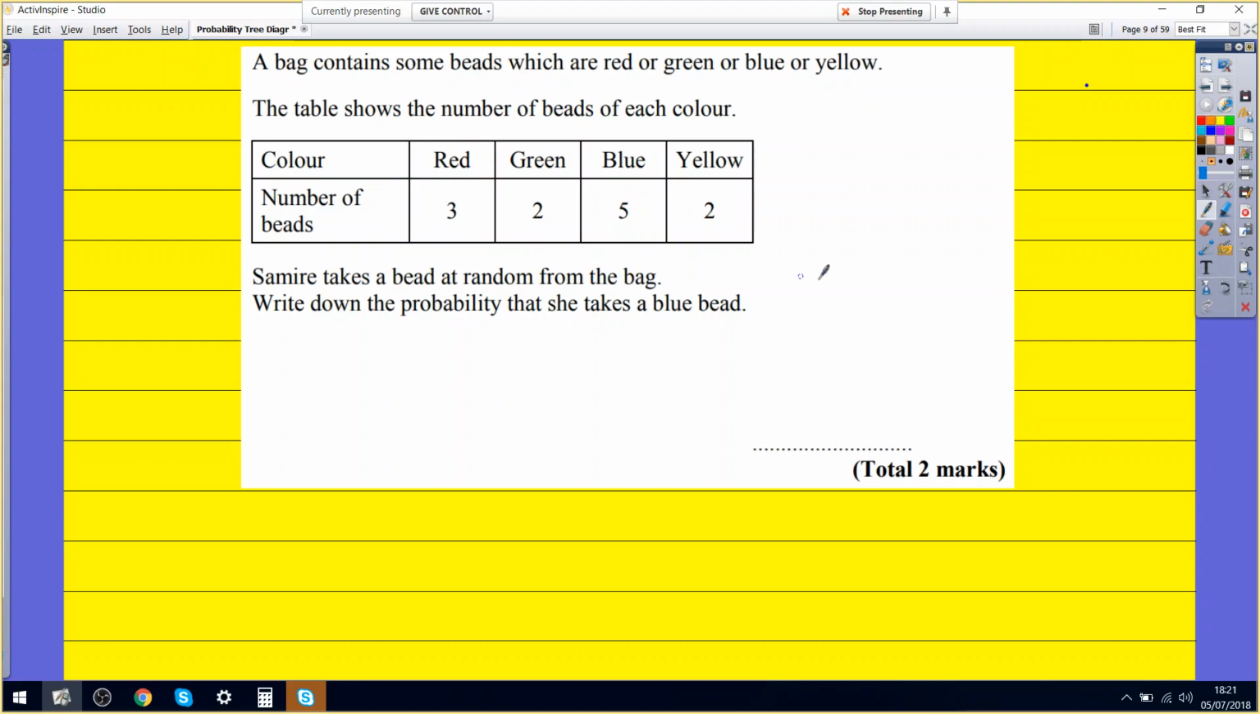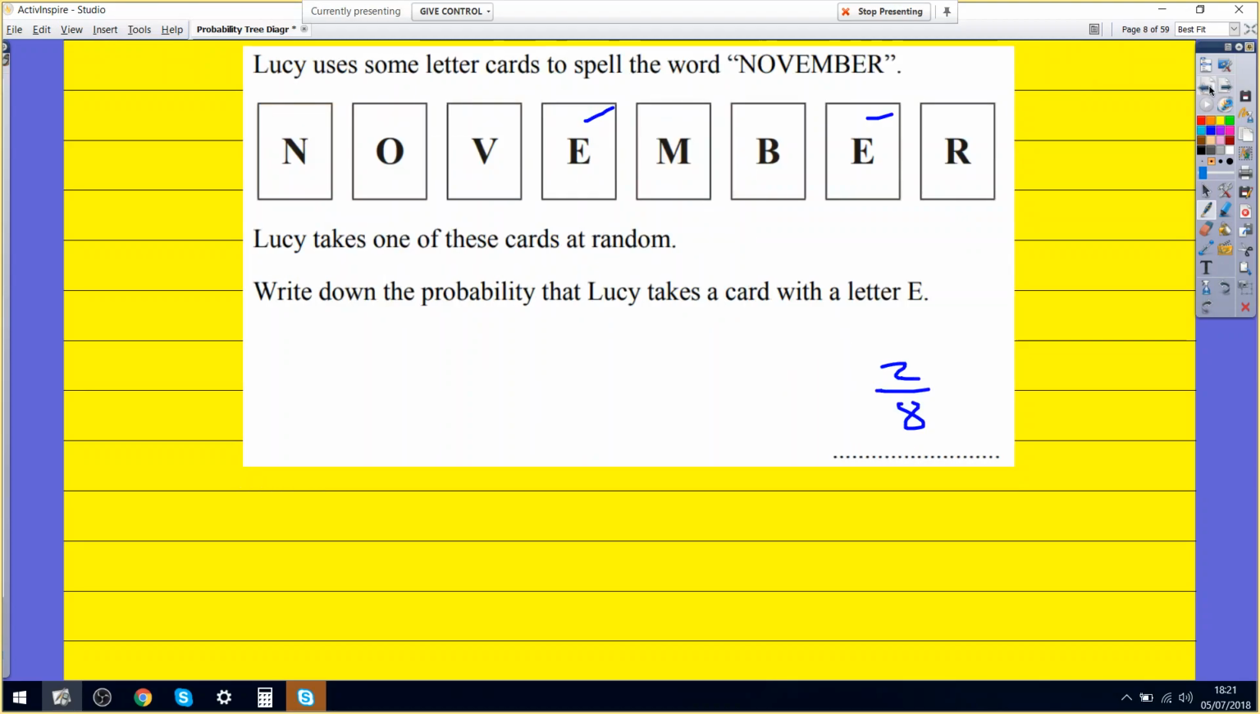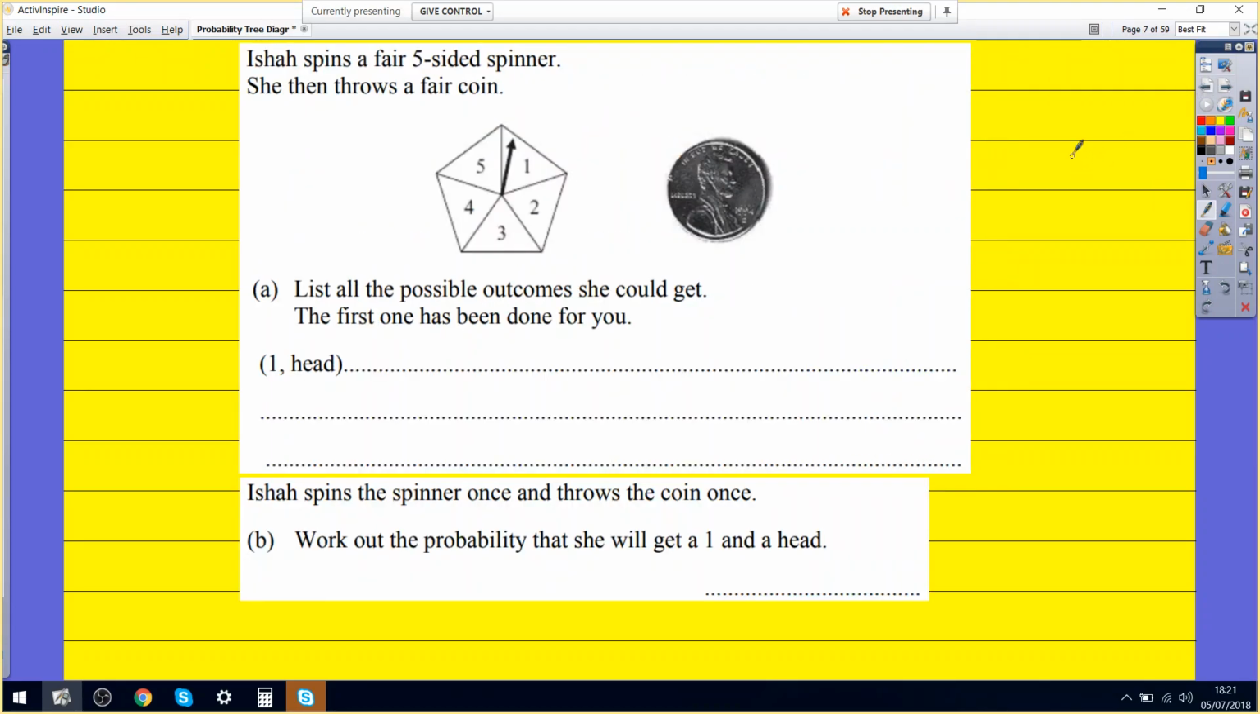Five out of 12. Well done. 5 out of 12. So it's written in a very different way. It's the exact same idea. So now let's go back to this. Okay, tell me what you think about this part A. It's a bit strange.